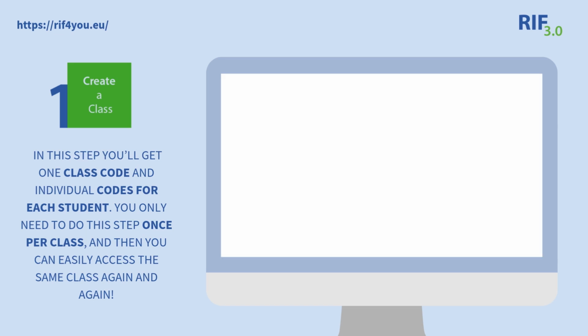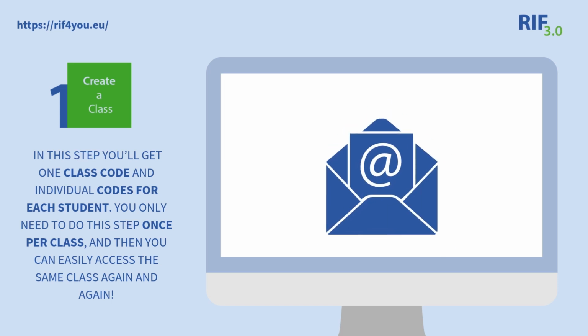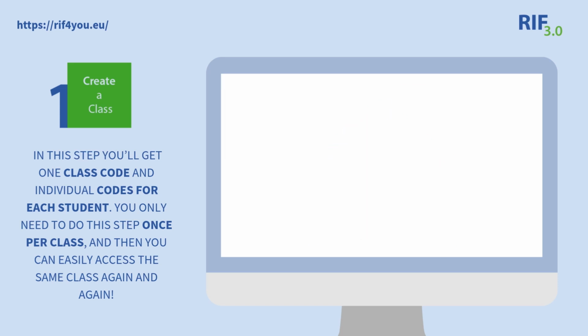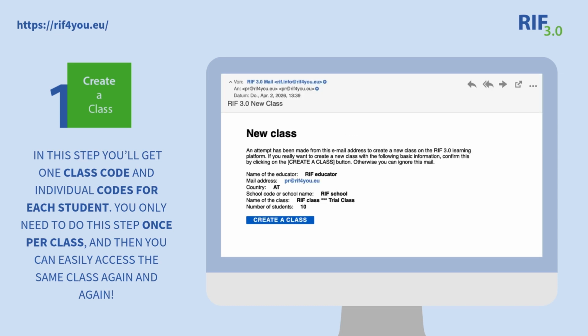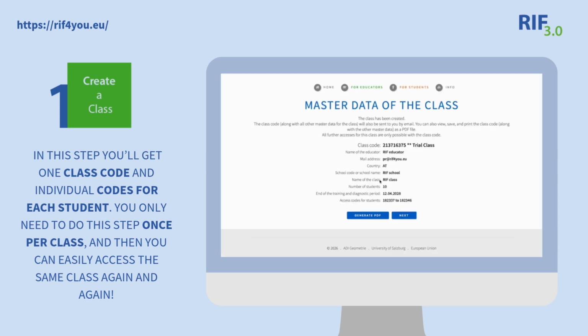After entering the basic information, you receive an email. In the meanwhile, you can already see the basic data you entered. The class is created by clicking the corresponding button in the email. The relevant class data will now be displayed on the screen and will also be sent via email.